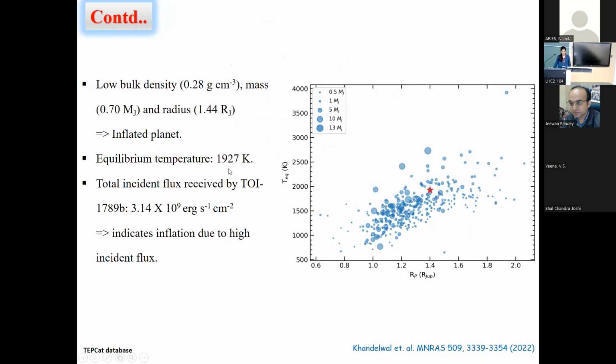which says that we have detected an inflated hot Jupiter, and the total incident flux it receives from its host star is 3.14 times 10 to the power 9, which is quite high, which indicates that inflation in the hot Jupiters is due to the incident flux.